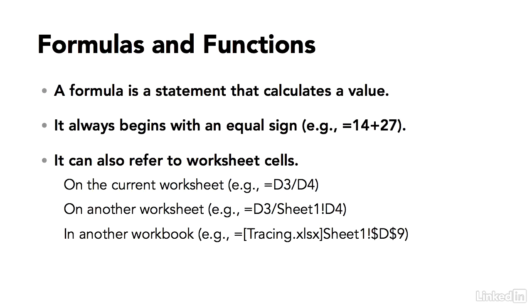Two things to note about writing references to values on other worksheets and workbooks. The first is that the name of the worksheet is followed by an exclamation point, and also the name of the workbook is in a pair of square brackets. If there are any spaces in the worksheet name or in the workbook name, then you would enclose the text string, in this case sheet 1 or tracing.xlsx, in double quotes.